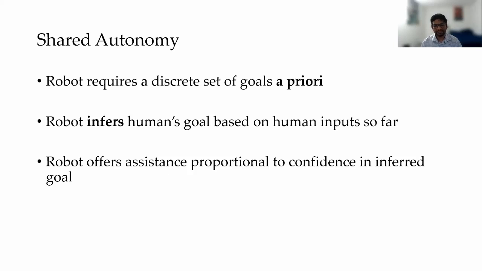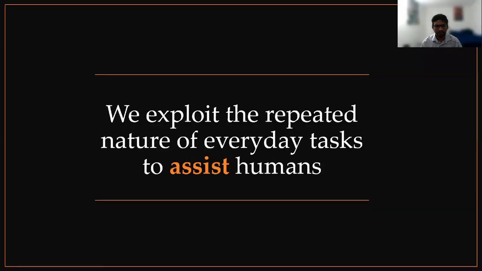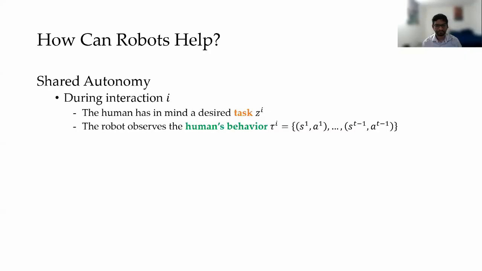However, what happens when the human wants to perform a new task that the robot does not know? Through this work, what we found is that instead of requiring a list of tasks a priori, robots can exploit the repeated nature of everyday tasks to assist humans complete these tasks.